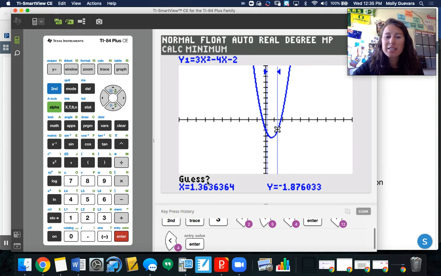Then the next one is a guess. You don't have to guess. Guess is like you just get very close to it. You're like, somewhere there. It doesn't matter. You don't have to guess. You can just hit enter through it. So hit enter, and here it tells me the minimum.